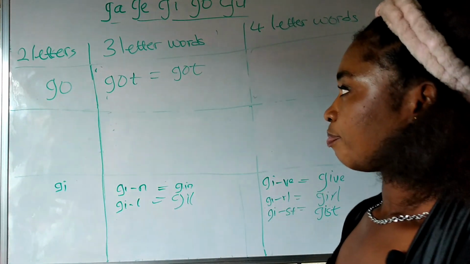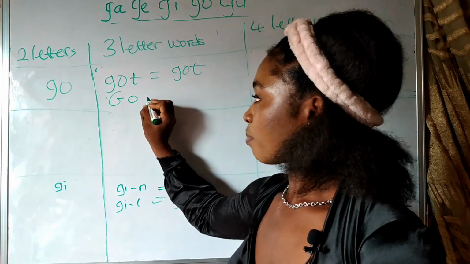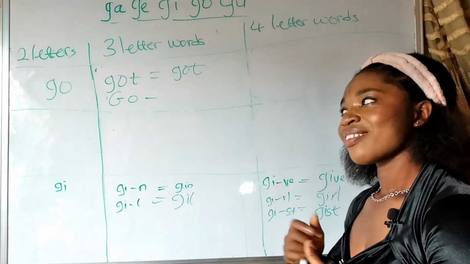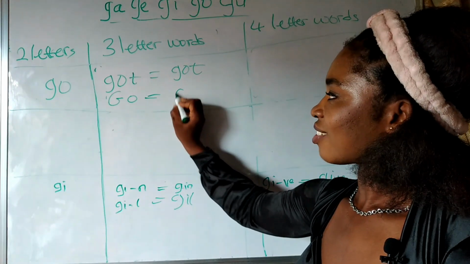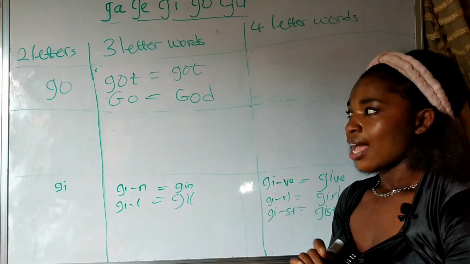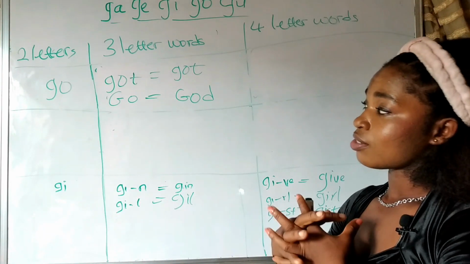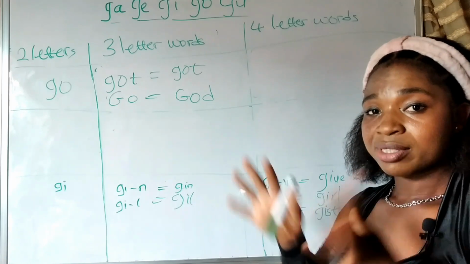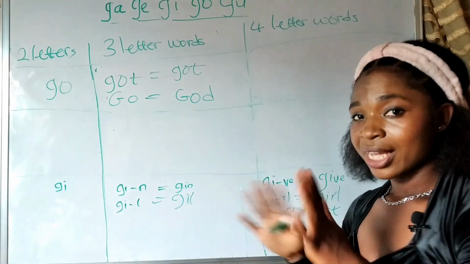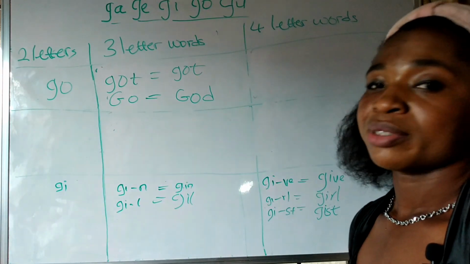Okay, so let's move on. The next one, again, G-O. Now I'm taking a capital letter because I want to add D. So that's God. G-O-D equals God. And don't forget, the initial of God is usually a capital letter, whether you want to write Almighty, God, or Lord, anything pertaining to God usually comes with a capital letter initial.